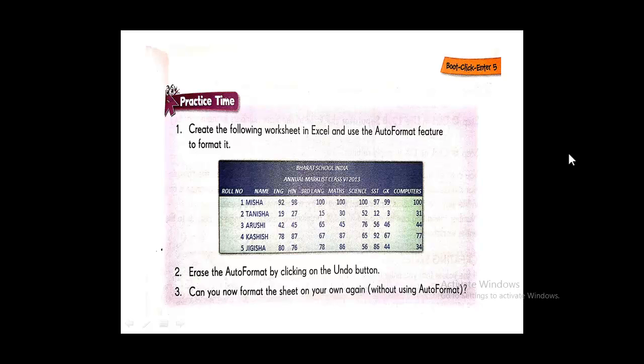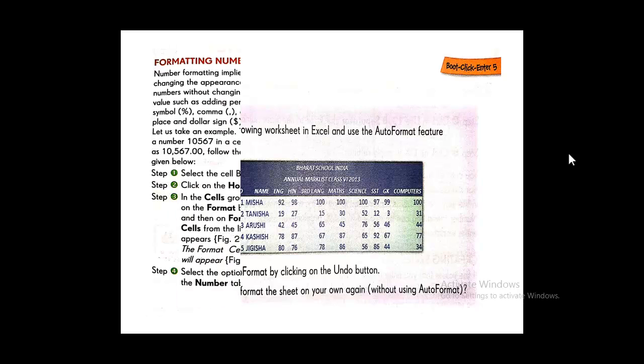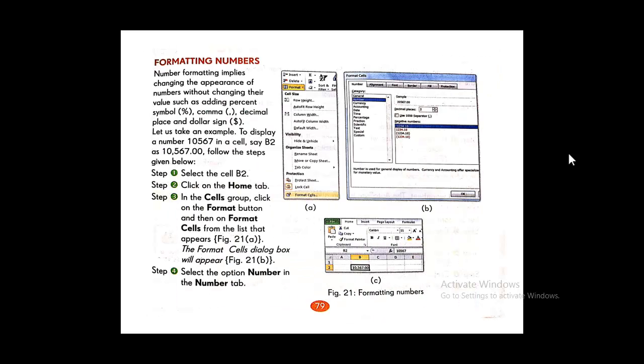Now let's see next about formatting numbers. How we can format numbers. Number formatting implies changing the appearance of numbers without changing their values, such as adding percentage, comma, decimal place, and dollar sign.